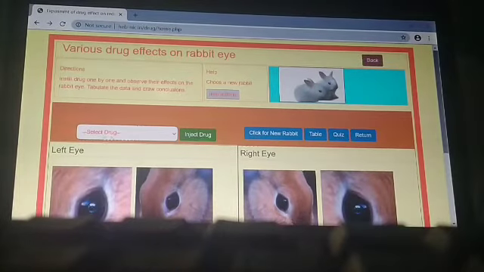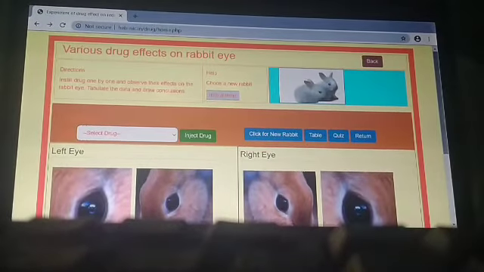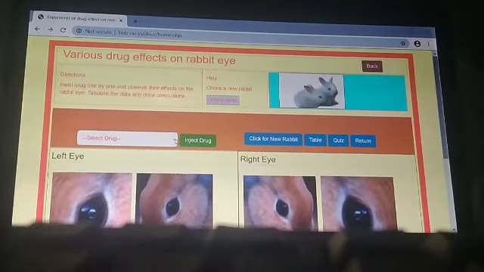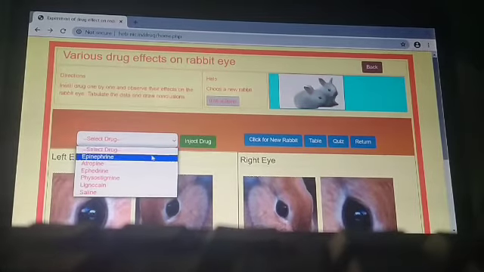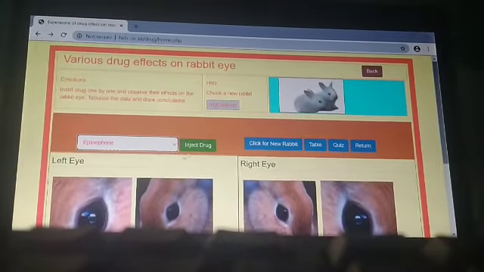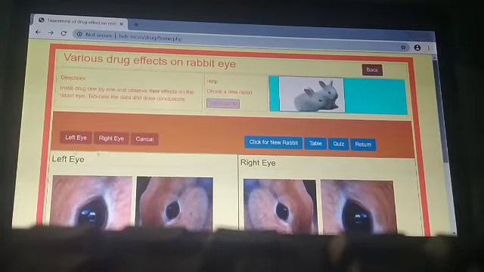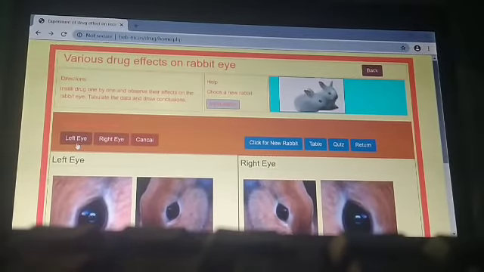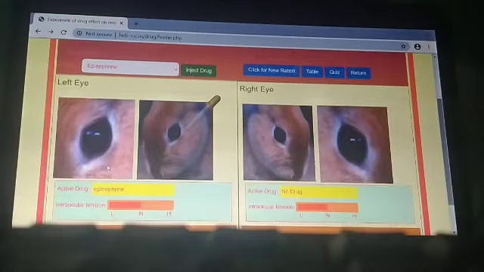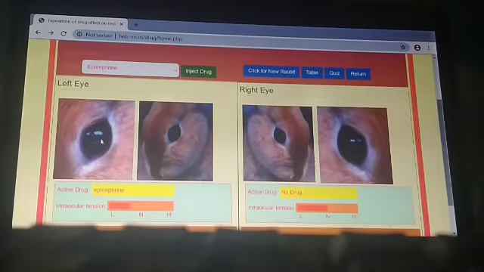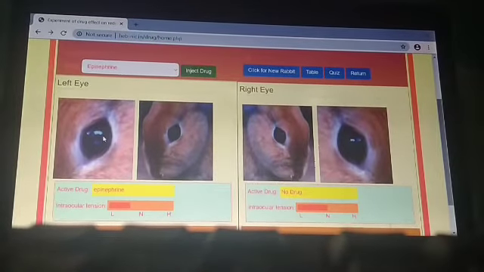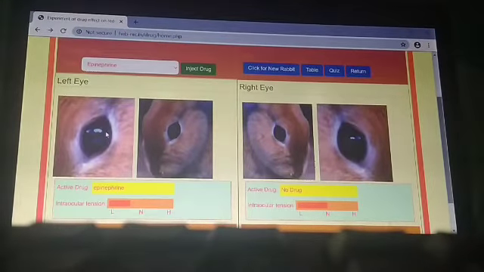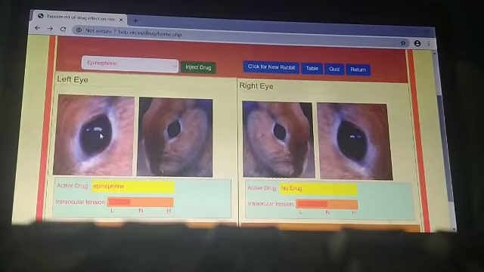Next here is the drug to inject. In this section we have to select the drug. Suppose I have selected the drug epinephrine, then I have to inject it. Then there will be two options, left eye and right eye. First of all I will put it into the left eye and I'll observe the things. By giving the drug, it has been seen that the pupil size has been dilated. So this is the observation.